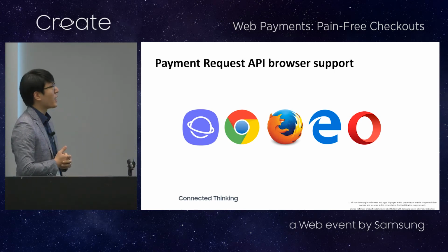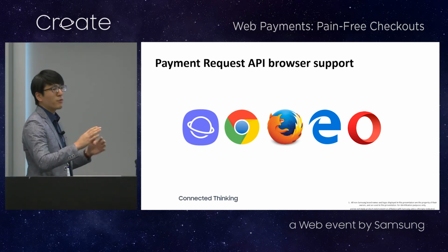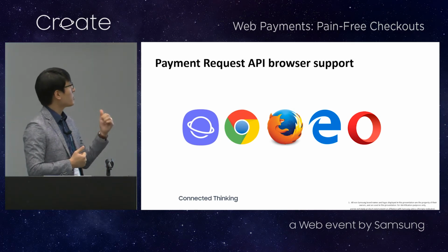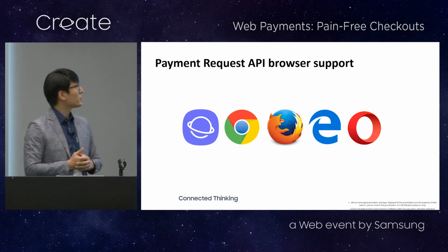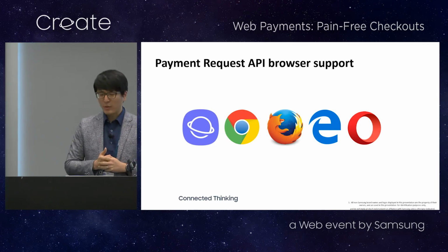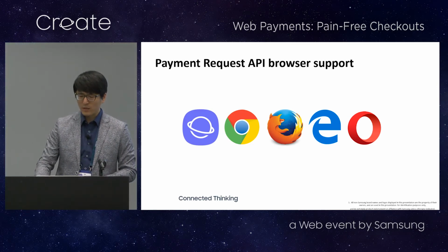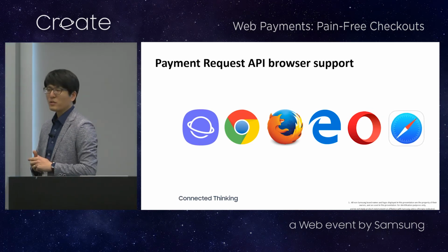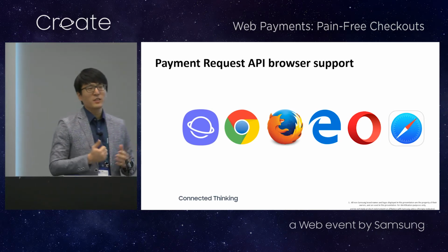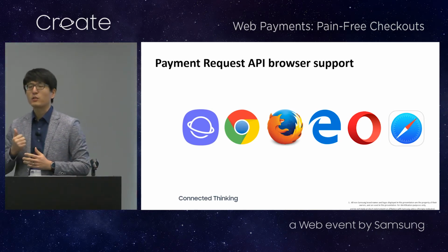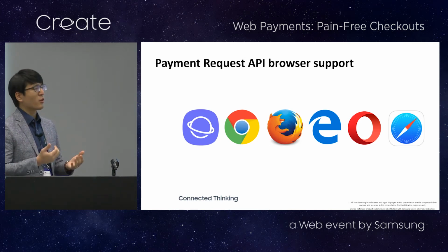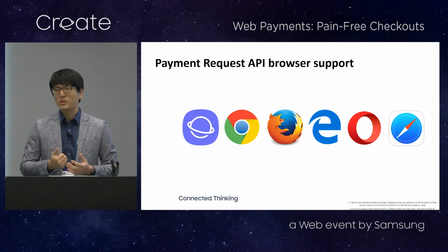Payment Request API is not in the future, it's here now, as you've seen in our browser demo. Samsung Internet supports this, Chrome supports this, Firefox, Microsoft Edge, Opera all support this API. And now our friend Apple supports this currently. So we can literally say that most browsers are supporting this API, so it's time to adopt this new API in your web pages or your merchant pages.